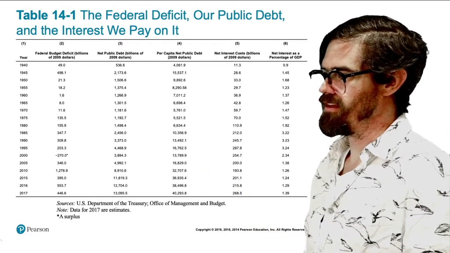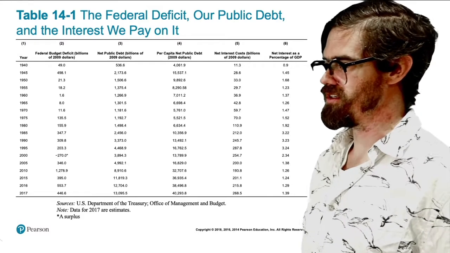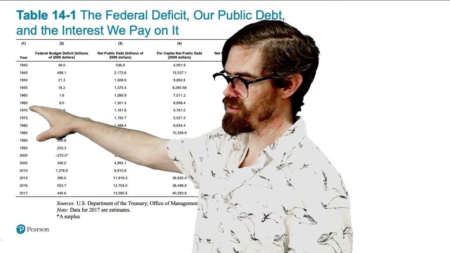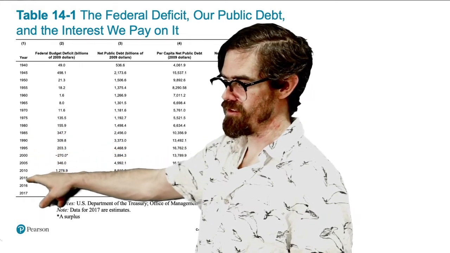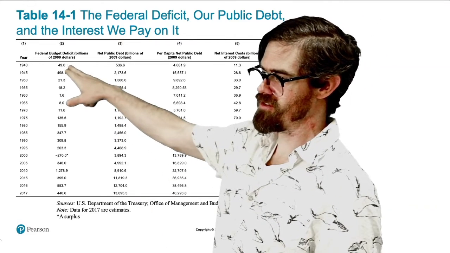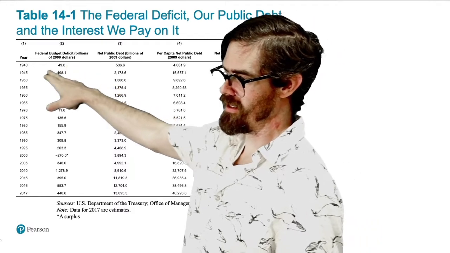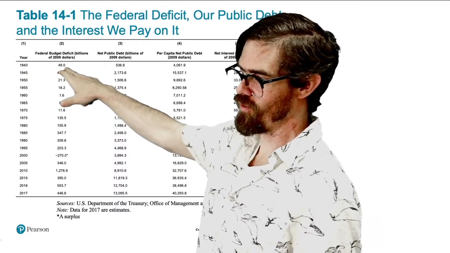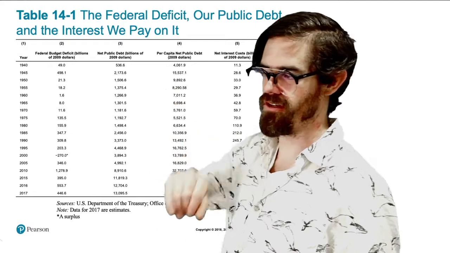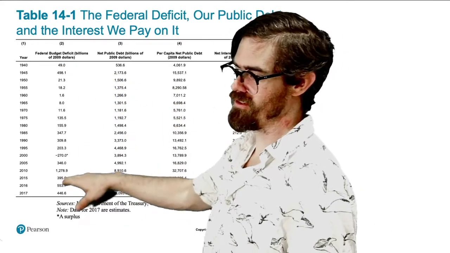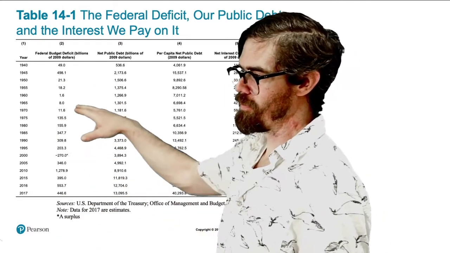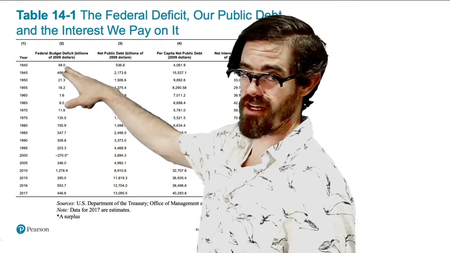So here's some data on the federal deficit, our public debt, and the interest that we pay on it. So we've got years over here. For the most part, it goes in increments of 5 years up until 2015, and then we see 2016 and 2017. All right, so here we've got the federal budget deficit in these years. Okay, so in 1940, the government spent $49 billion more than it brought in. Now, do note that this is in terms of constant 2009 dollars, so we can easily compare all of these years. All these years' deficits have been adjusted for inflation. Okay, so 49 billion. That's really nothing these days.